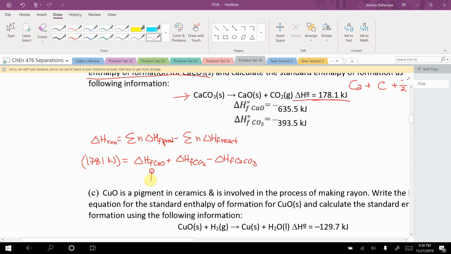Well, I have this, they give me this, they give me this, they ask for this. So I can just plug all of these guys in. 178.1 kilojoules equals negative 635.5 kilojoules plus negative 393.5 kilojoules minus delta H of formation of CaCO3.